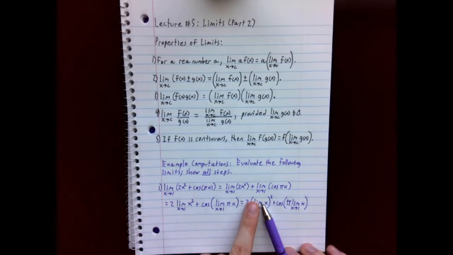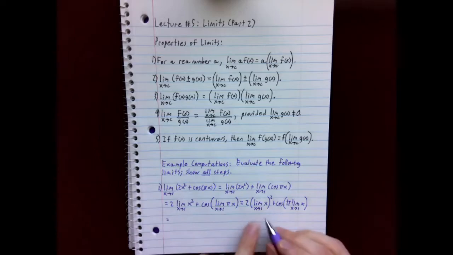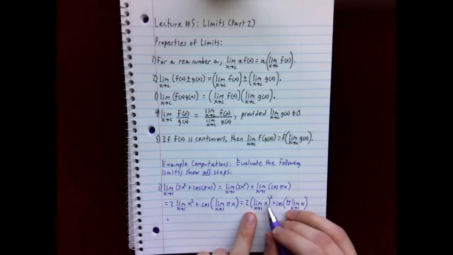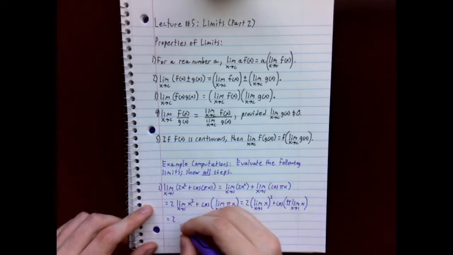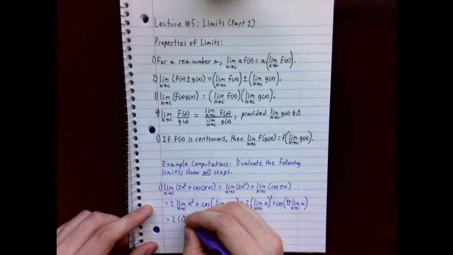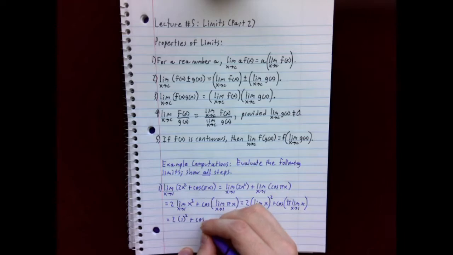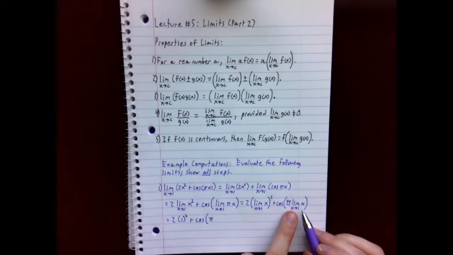So now we just have a limit as x approaches 1 of x. And when you have this, what you can do is just plug in the 1 here. Because x is a continuous function, I can simply evaluate this by plugging in the 1. Clearly the limit as x approaches 1 of x should be 1. So this is 2 times 1 squared plus cosine of pi times 1.